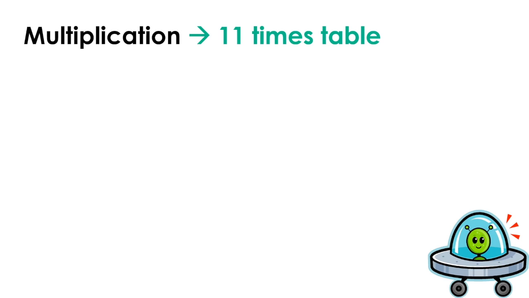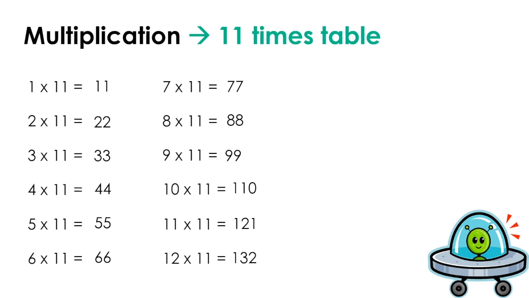So first, let's look at the 11 times table. You must already be familiar with the 11 times table and know how to multiply 1 times 11, 2 times 11, 3 times 11, all the way to 12 times 11, or maybe even 20 times 11. And your answers should definitely be like this.